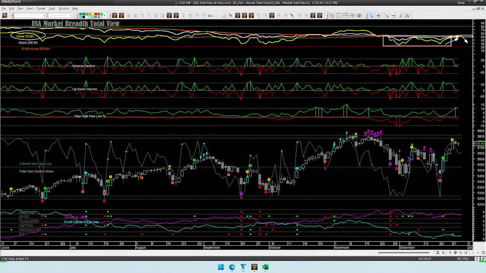We don't have any accumulation distribution big enough in the recent days, no Hindenburg as well. So we have no signal from there. 3-month new high low, when it is at an extreme, we look for reversal. It is not at an extreme. In the upper half, bullish, but not at the extreme yet. No signal from there.